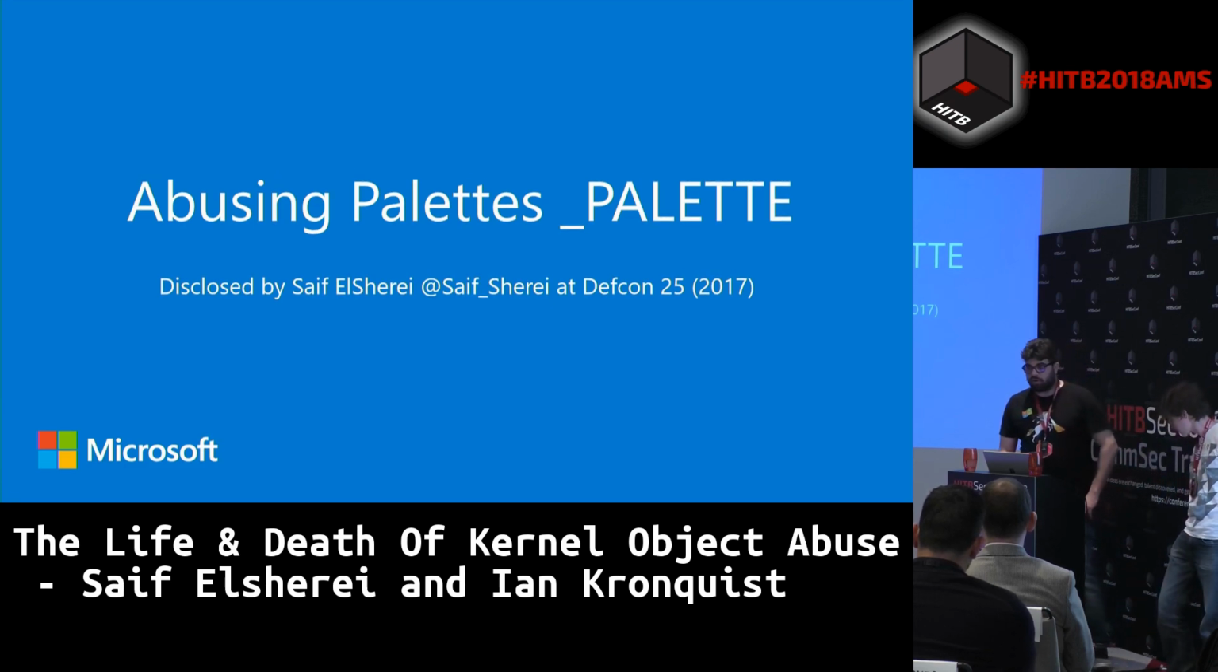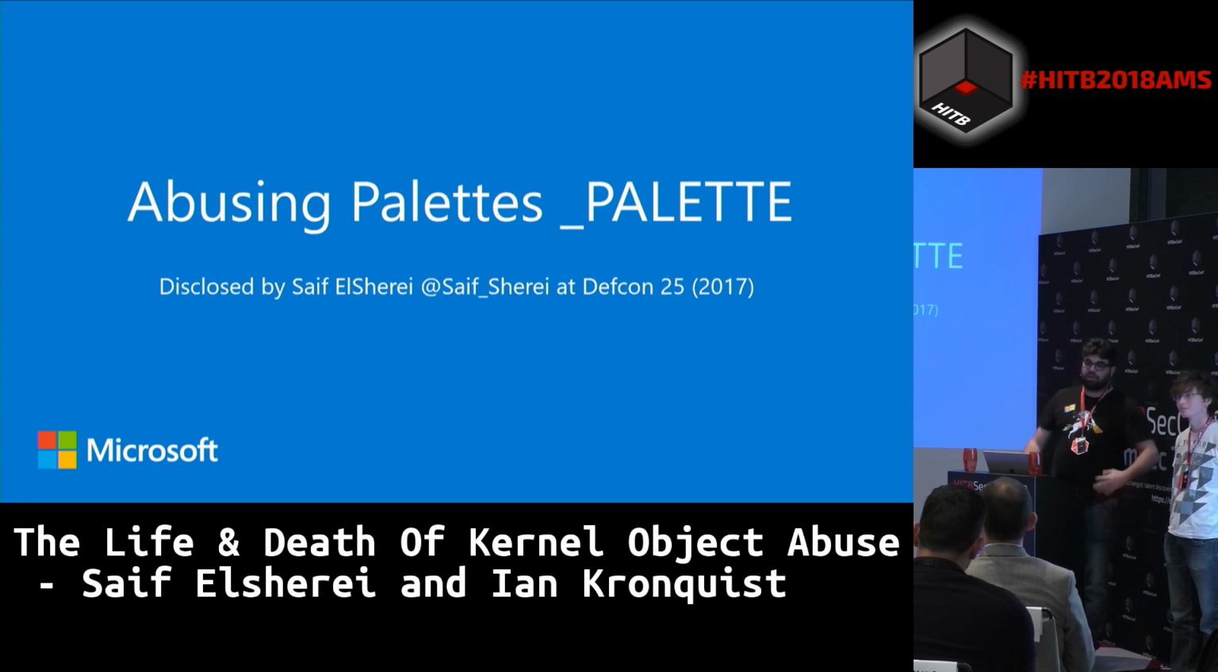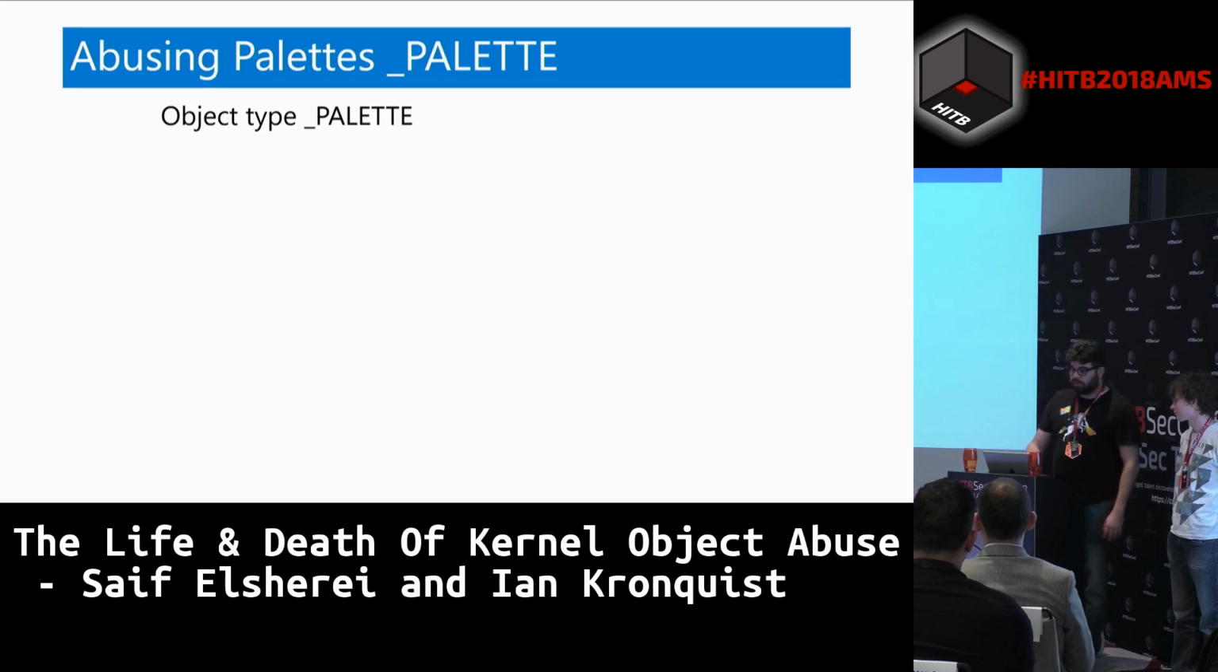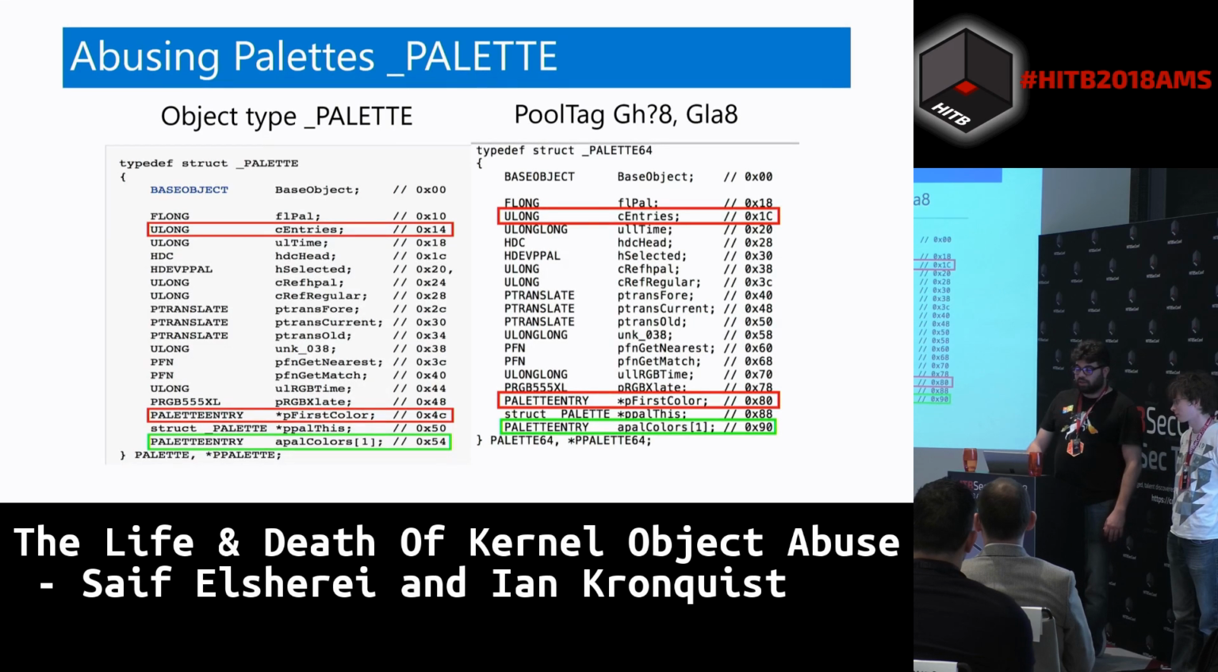So I was working on a specific exploit for a kernel elevation of privilege vulnerability during my previous employment, before I got employed at Microsoft, and the bitmap technique got killed. I needed to find some way to abuse or gain a higher memory primitive, and luckily enough, I found this palette object and was able to fully exploit the vulnerability. So the palette object has the object type palette and has the pool tags Gh8 and GLA8. And this is how the palette object looks like in memory.